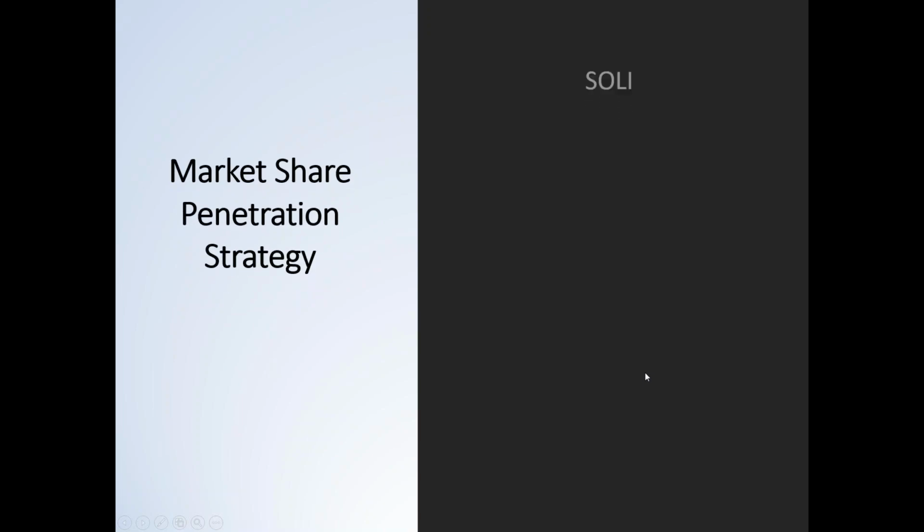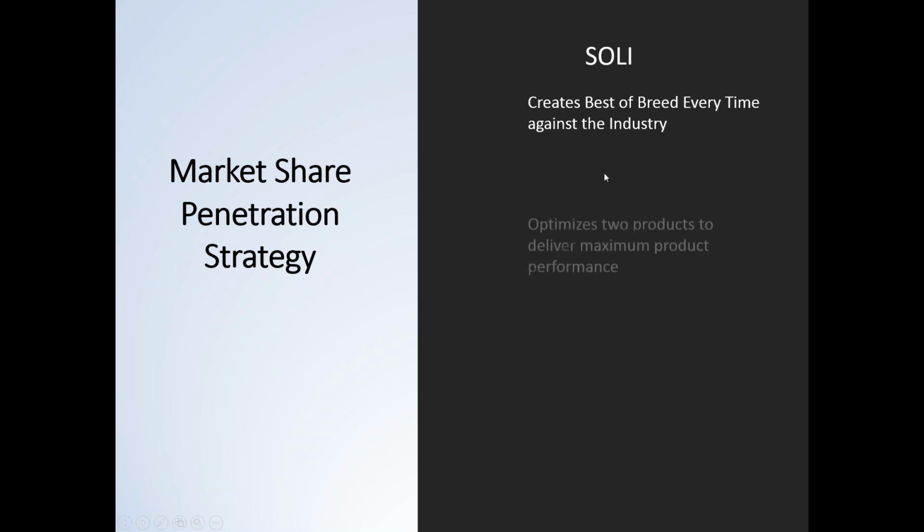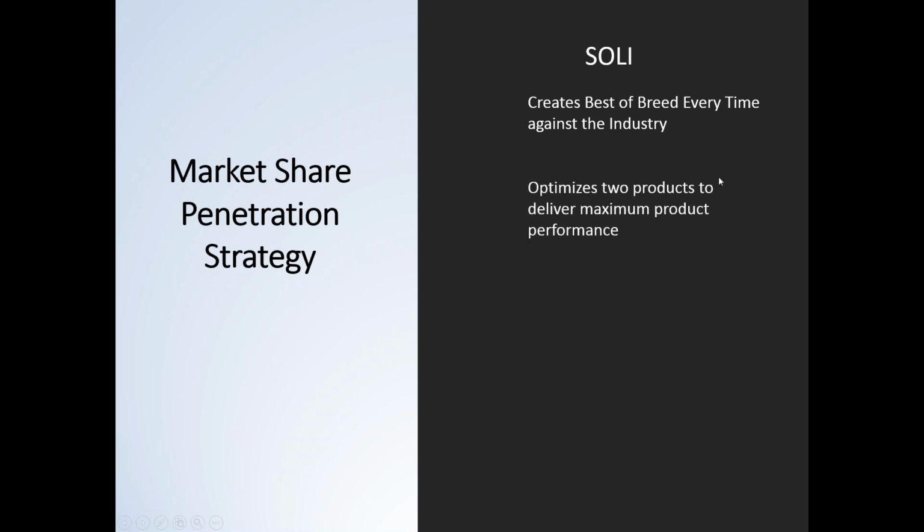So what you're getting as an early participant in this is access to a best of breed solution across the insurance industry every time. Every time you walk into a sales situation, you know you're bringing the absolute sharpest numbers to the table, even though the assumptions embedded within the solution are in the low fives. We do this by optimizing two products together for maximum performance.